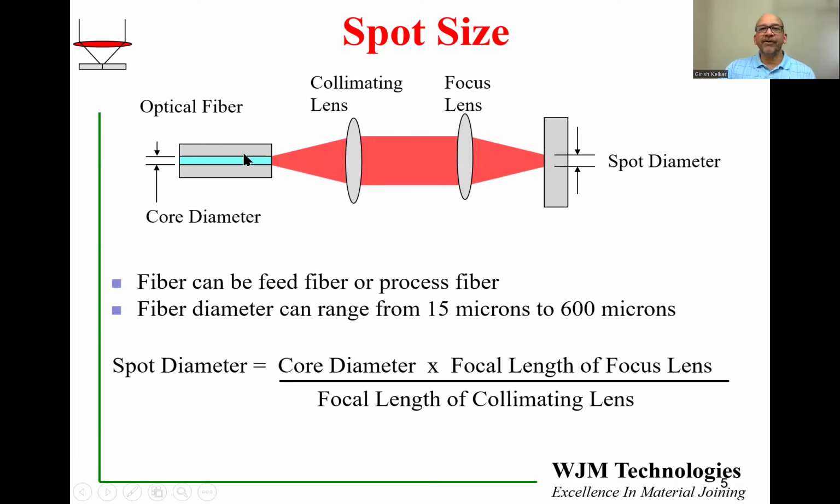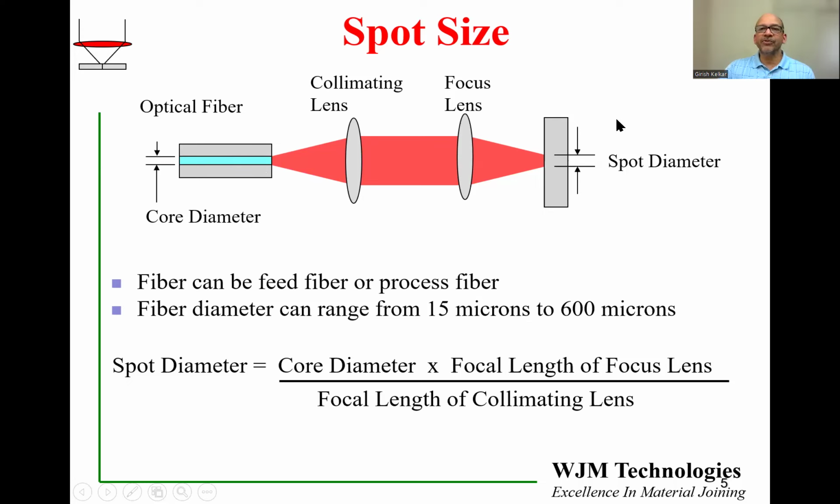The core diameter of the fiber typically can range from 15 microns all the way to 600 microns, although in general, it is more usually in the range of 50 to 200 microns. So that is the typical size of the fiber diameter.